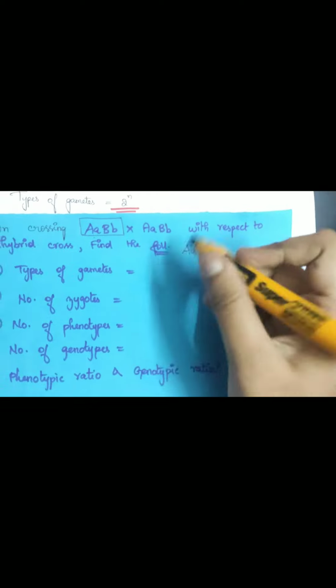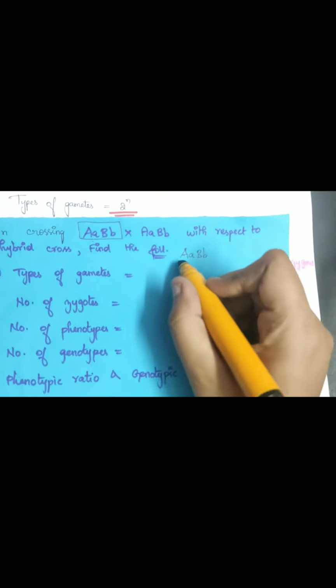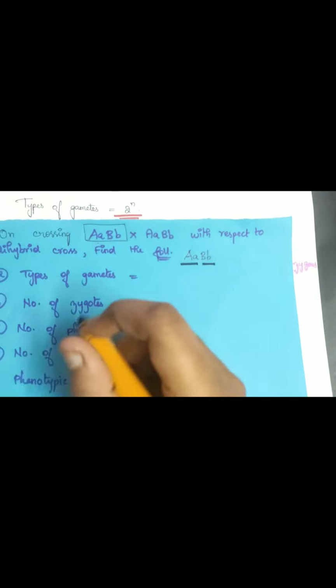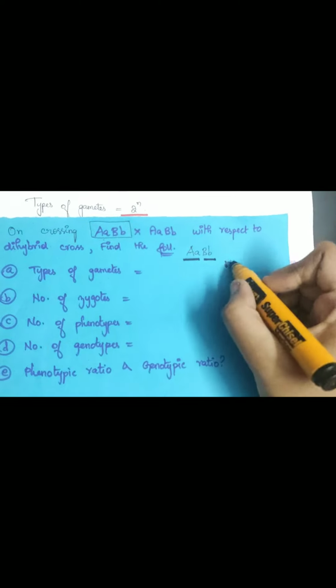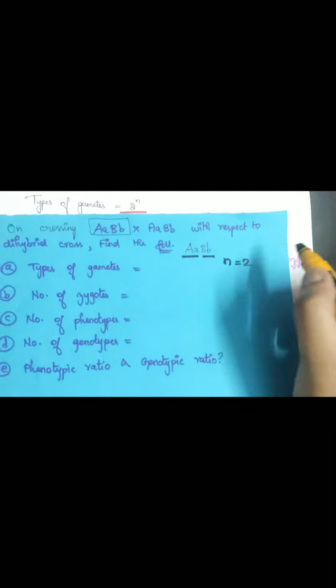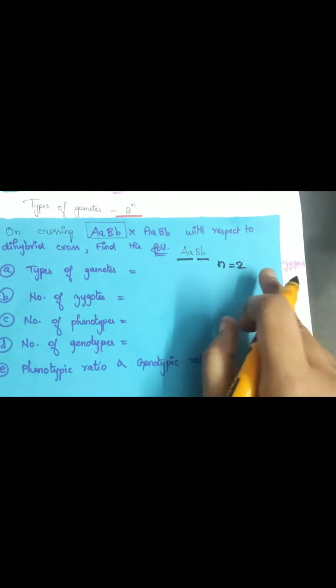Now see here, capital A, small a, capital B, small b. I have written the types of gametes. So what is the number of heterozygotes, students? The n value here is 2, because 2 heterozygotes are there. The n value is 2, I have written.